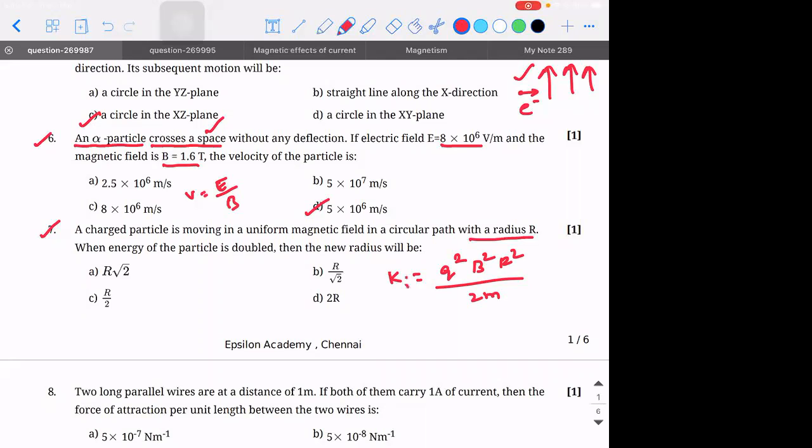If I take initial as Ki and final as Kf, what will Kf be? It is q squared B squared R squared divided by 2m. So what are the parameters that changed? Everything else, Kf will be 2K, sir. R squared will become 4R squared. q squared B squared, that's all. R squared gets cancelled, 2m gets cancelled. So K initial divided by K final is 1:4. So K final will become.